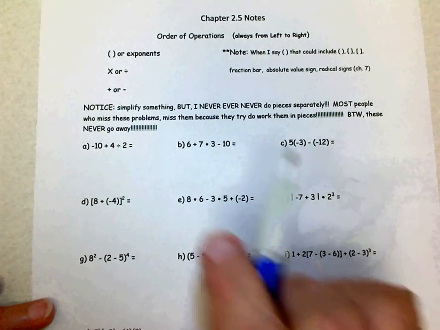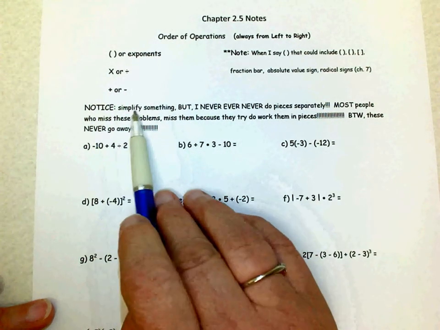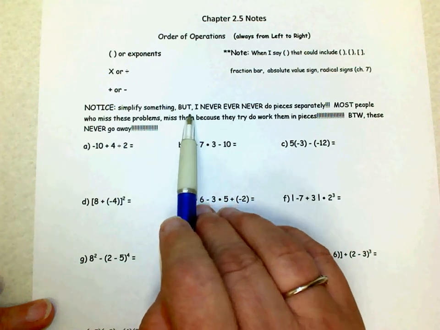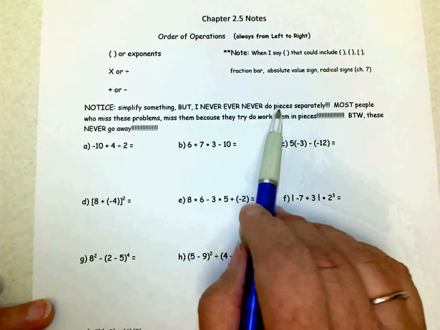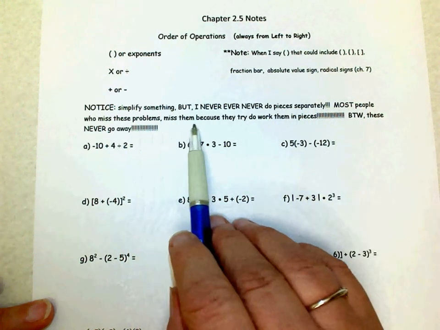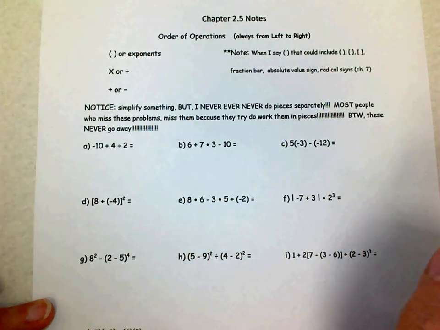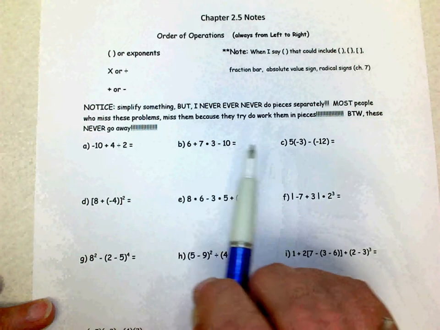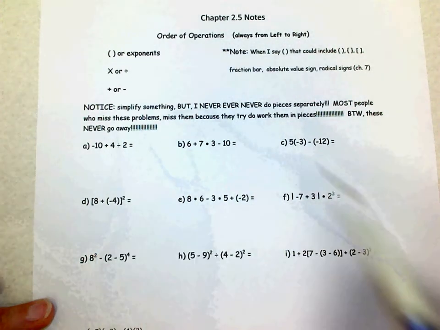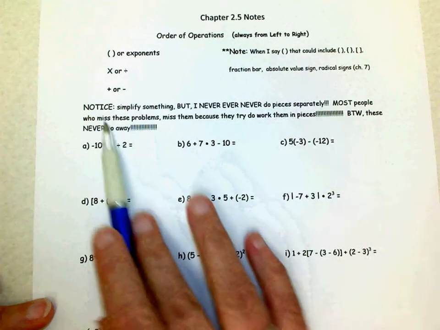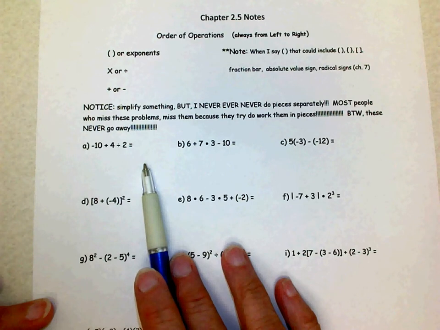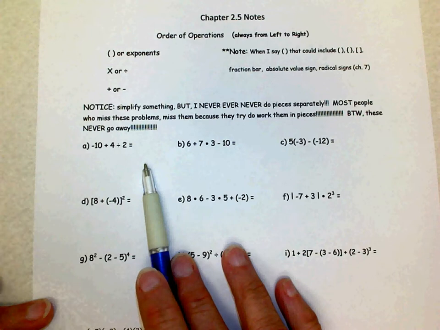Now, when you are simplifying something, never ever do them separately in pieces. Most people who miss these problems miss them because they're trying to do the work in pieces. By the way, guess what? It never goes away. And you know, math is like building a house. All of these early pieces that you are learning about, these are your foundation, and you never can get rid of your foundation, because if you do, you mess it up.